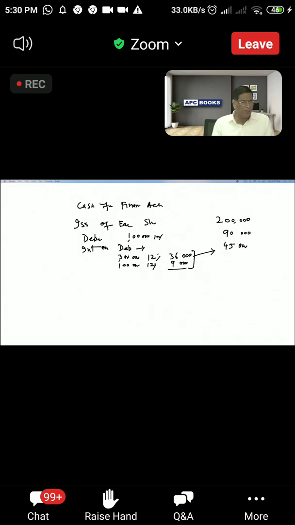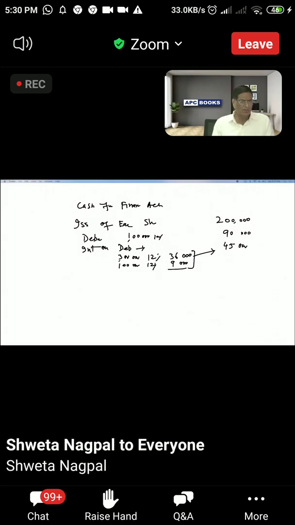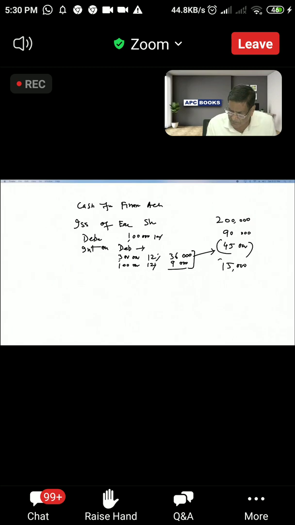Then there is an item, underwriting commission, 15,000 was paid. So that's also a minus item, payment of underwriting commission, 15,000. 4 items very clear. Issue of equity shares, 2 lakh. Issue of debenture, 90,000. Interest on debenture, 45,000, outflow. Underwriting commission. And now we come to the point, securities premium reserve.